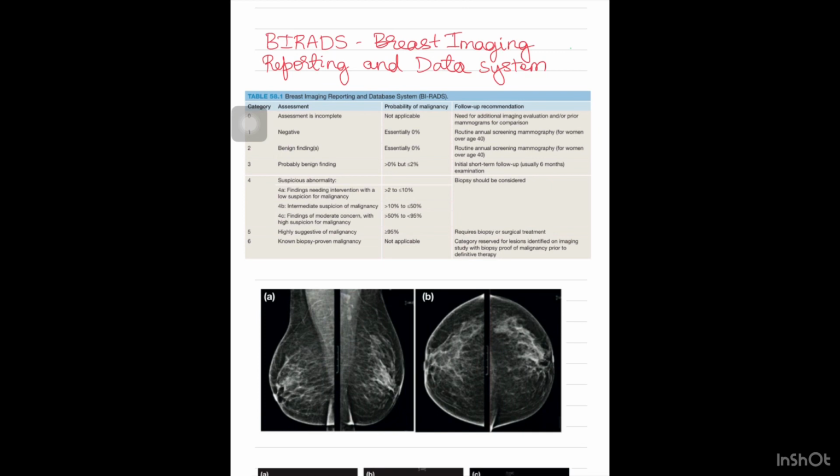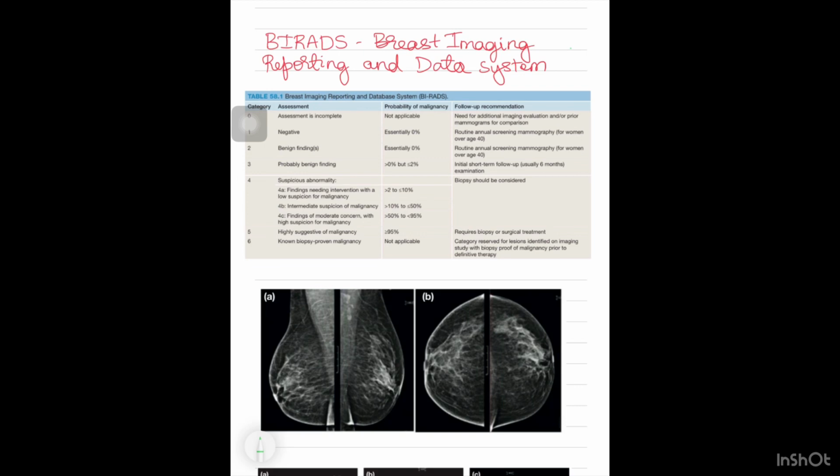So BIRADS scoring, it's Breast Imaging Reporting and Data System. So this is very important. It starts from 0 to 6. So 0 is assessment is incomplete, you need to go for further imaging and evaluation. 1 is negative, so it is a normal study. So routine screening of every year is required.